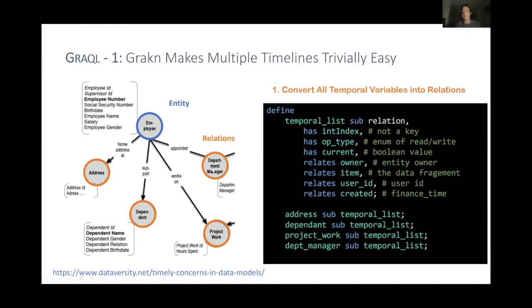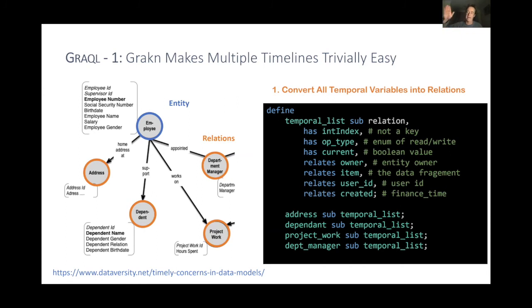I'm going to do that this way. I just set up a simple temporal list. You'll see it's got an index, it's not a key, so I could have similar values. It's got an op type, that's basically read or write. It tells you whether it's the current record, it relates the owner, like the employee, it relates the item, any of the data stored in here, and the user ID is the person who updated it, and it gives you a timestamp. So that's my basic structure to hold all temporal data in Grakn.